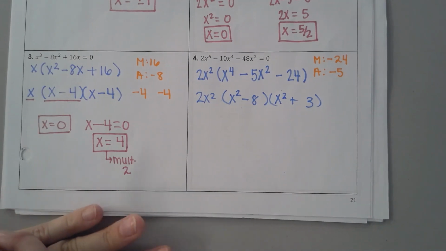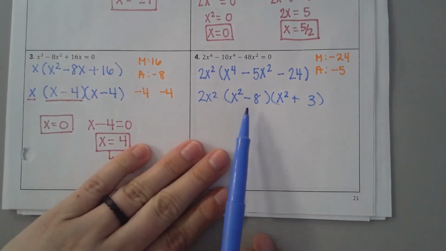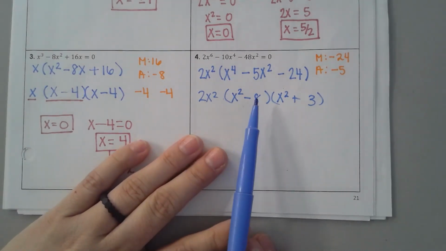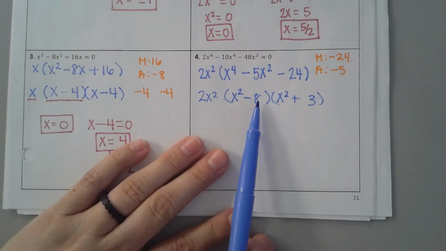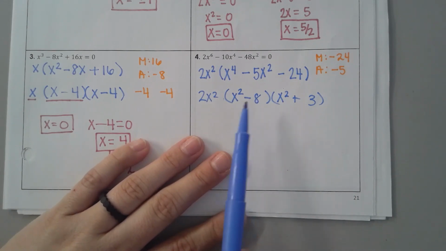But all right, now let's look at what's in the parentheses. Is this a difference of squares? Is 8 a perfect square? It's not. So it's not a difference of squares. What about a difference of cubes?